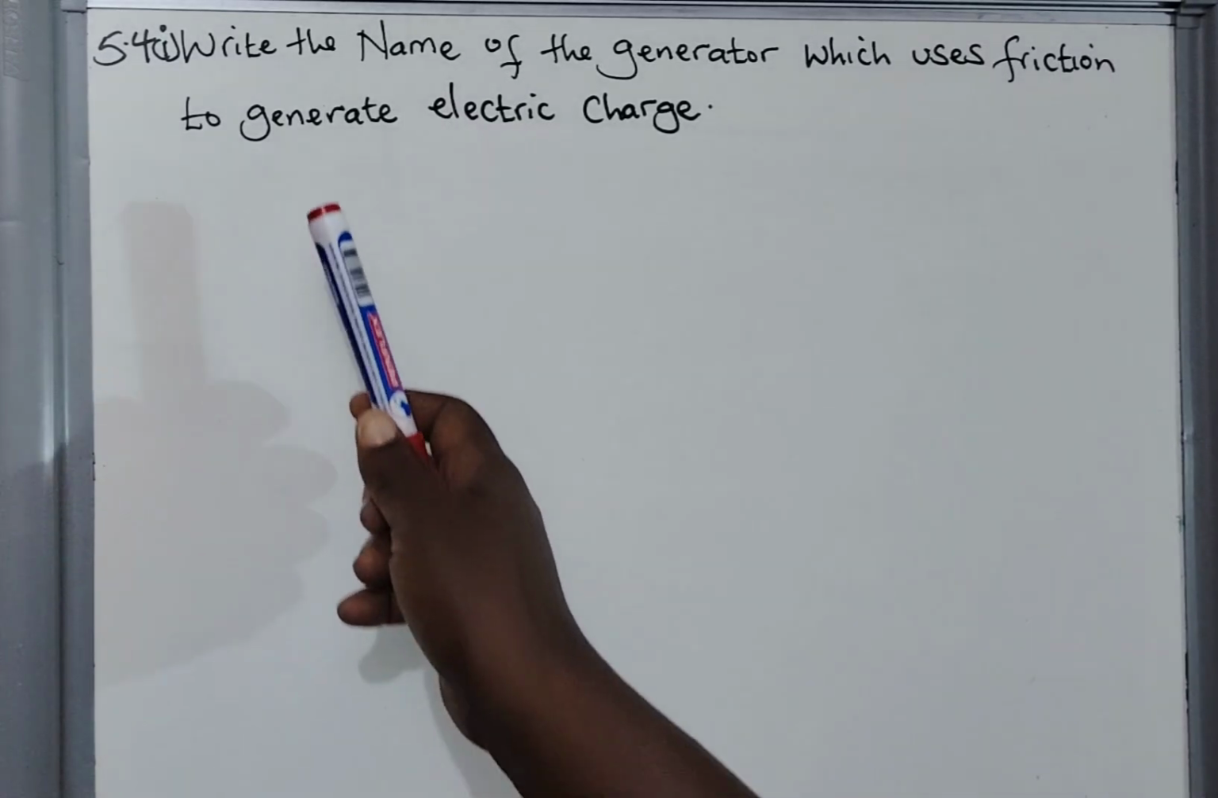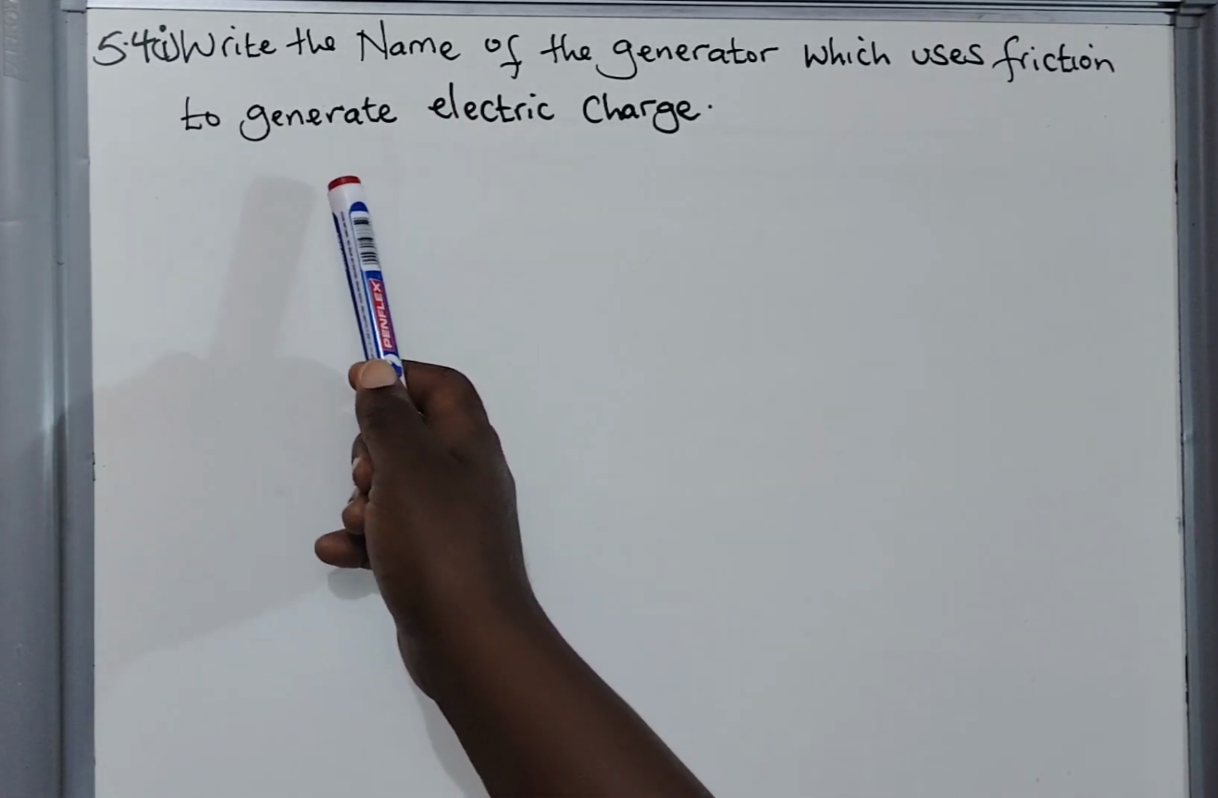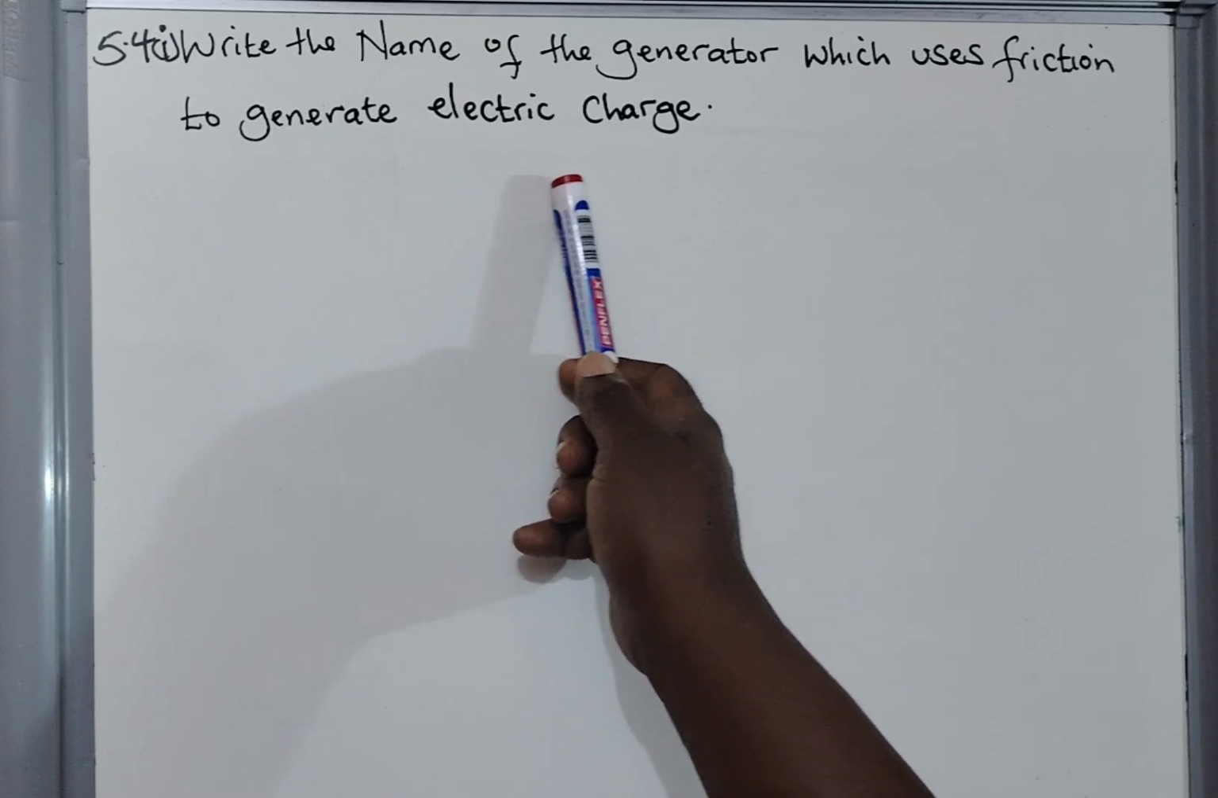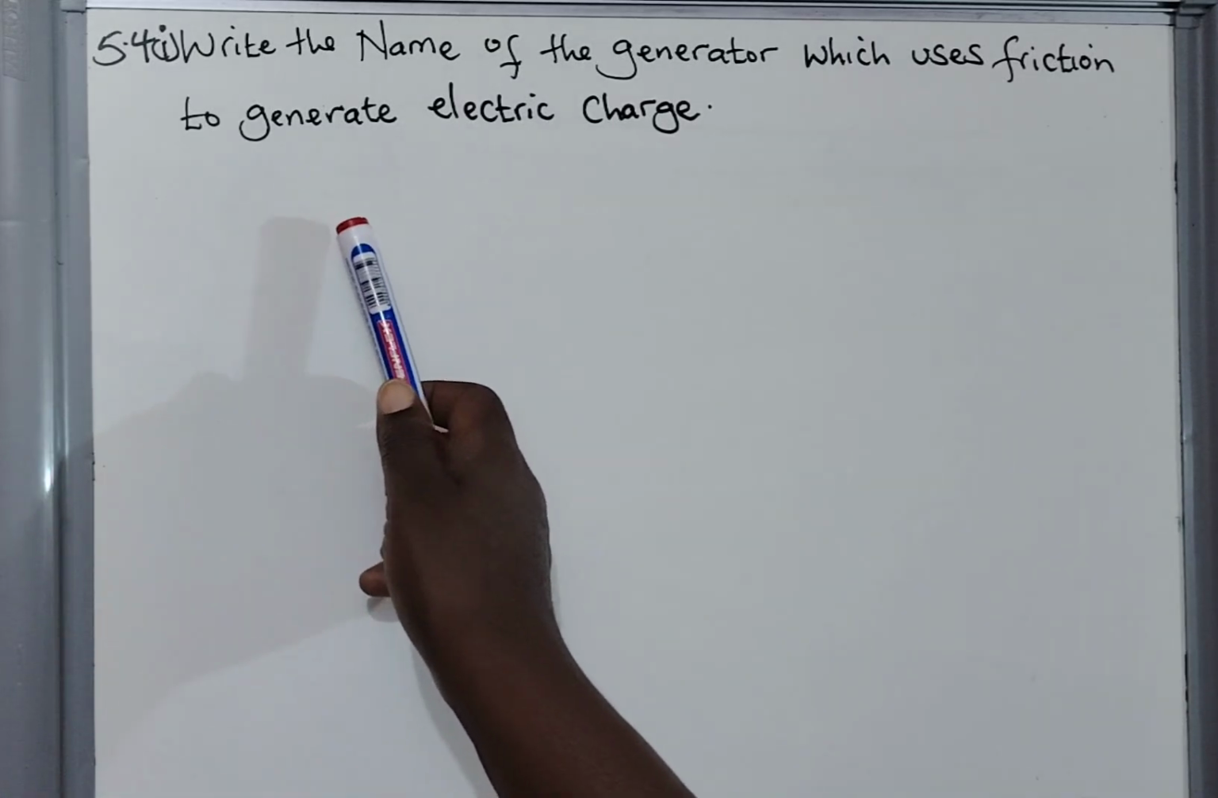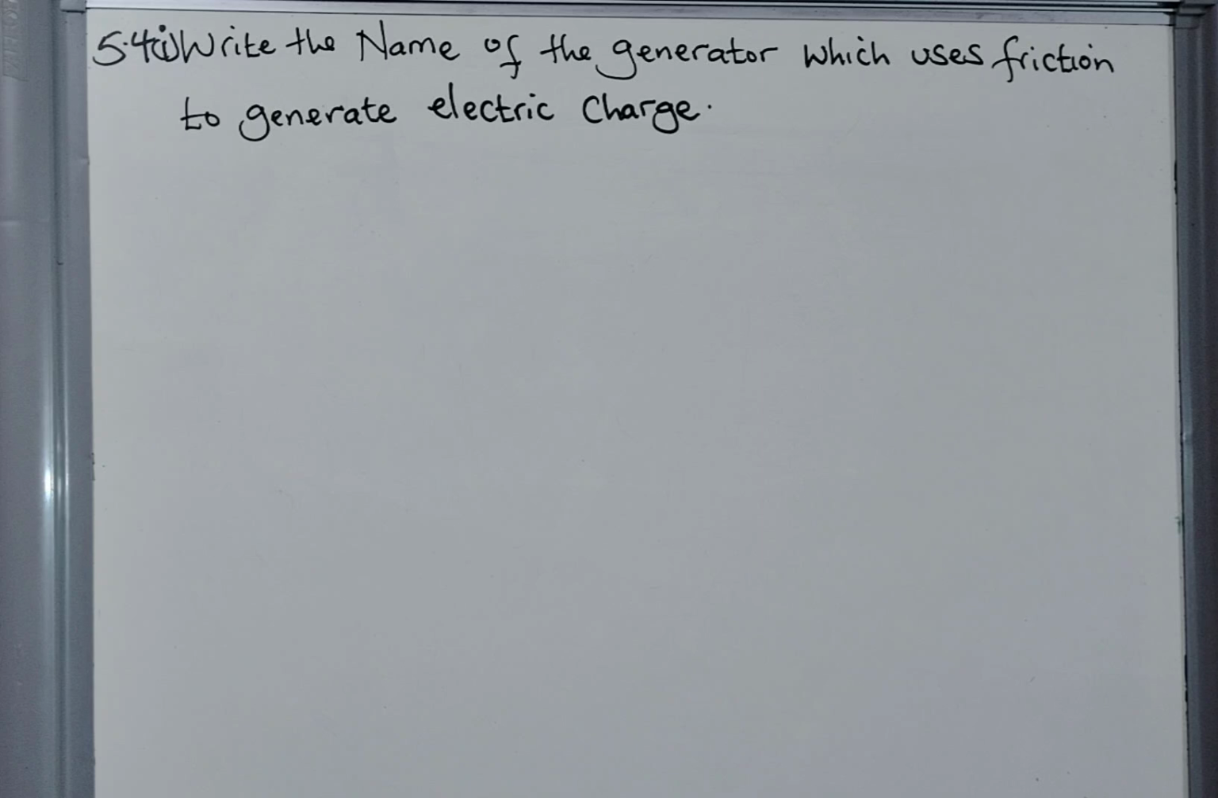Yeah. Then we come to this question. It says, write the name of the generator which uses friction to generate electric charge. Yes, there is a kind of generator. We'll see it at advanced stage. It uses a belt to create charges, to separate actually positive and negative charge. And what do we call that generator? We call it Van der Graaf generator.